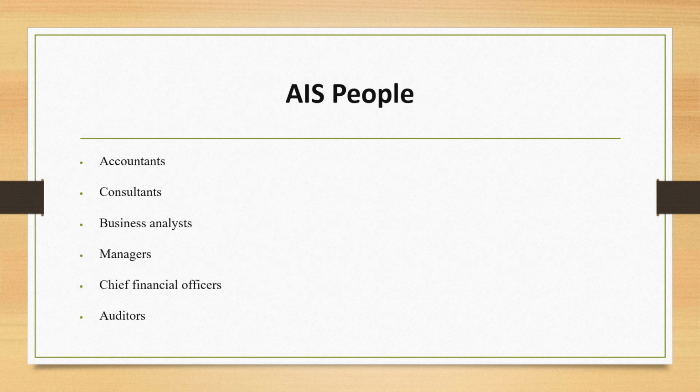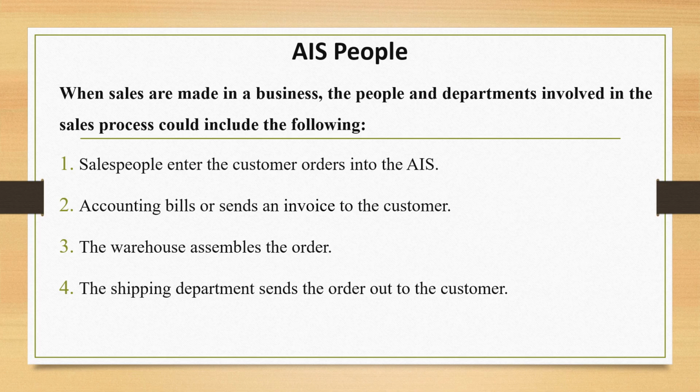So the first one is people. People means the persons involved in AIS: accountants, consultants, business analysts, managers, chief financial officers, and auditors. Then some regulatory and tax bodies. So these all come under AIS people.